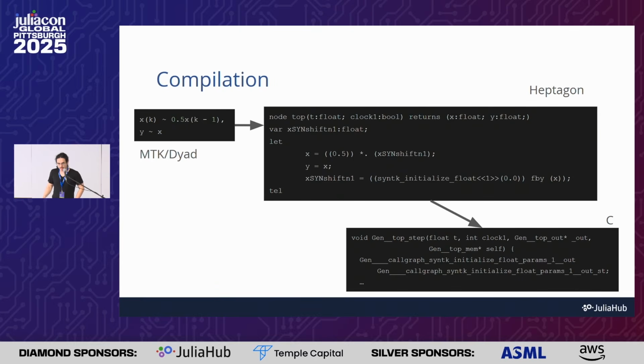So as a quick little example of what this compilation process looks like, we take a ModelingToolkit or Dyad model. Here it's a very simple delay element. We then compile it down into Heptagon or Lustre-like code, and then that gets compiled into C code. This is obviously a very small snippet.